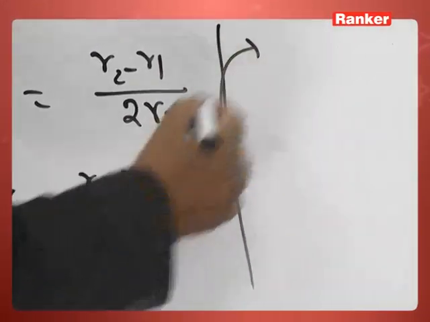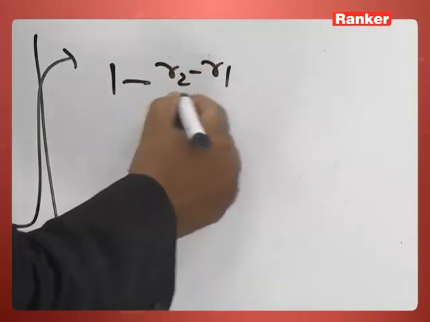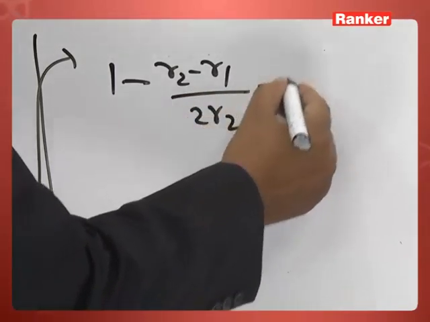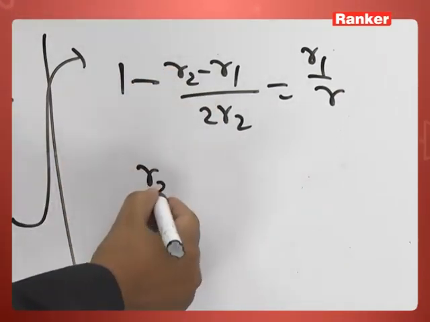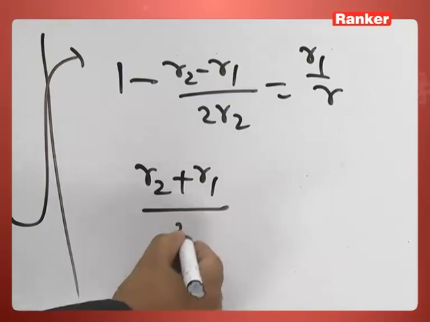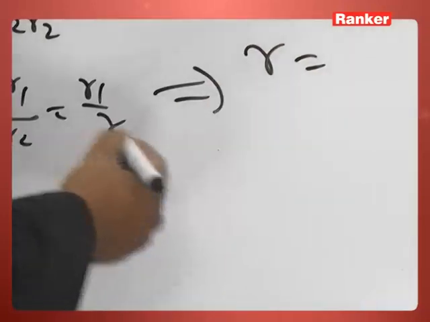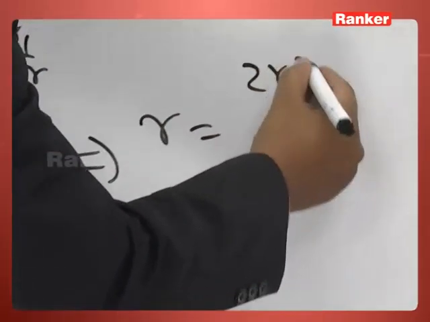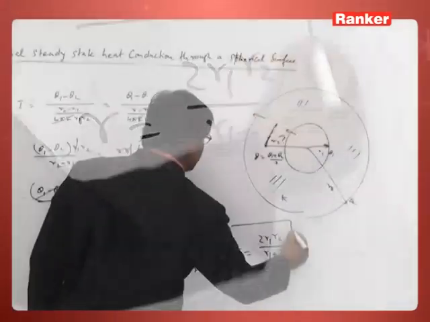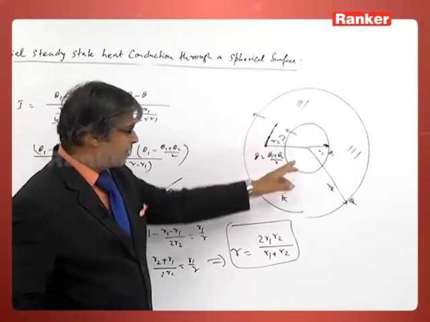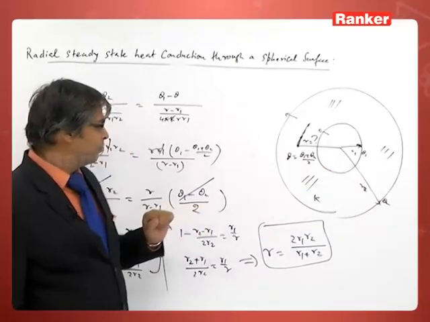Then again you see here we will put 1 minus (R2 minus R1) by 2 R2 as R1 by R, that is (2 R2 minus R2 plus R1) by 2 R2, which is R1 by R, implies R will be equal to 2 R1 R2 by (R1 plus R2). So, at this radial distance the temperature you see is equal to the average of the temperatures of these.